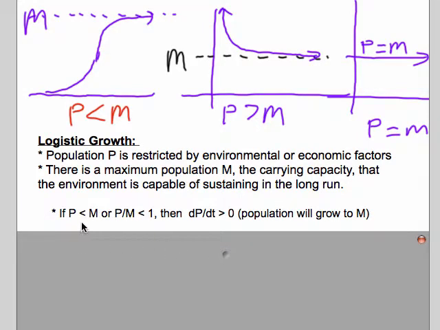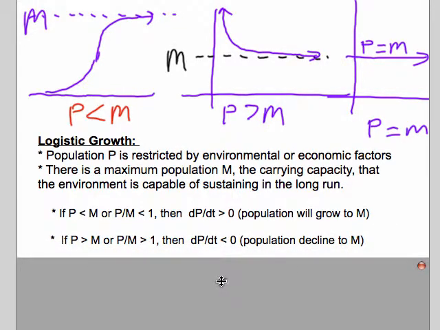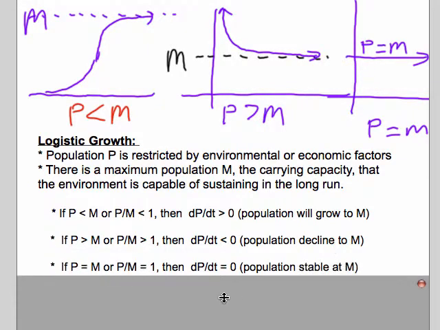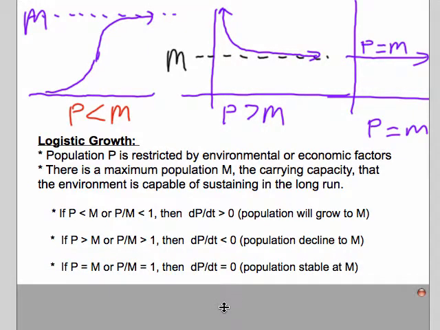If our population is less than our carrying capacity, or in other words, the ratio of P to M is less than 1, then we're going to have a growth situation, and the population is going to grow towards the carrying capacity. If our population is greater than our carrying capacity, then P divided by M will be more than 1, and we'll have a situation of negative growth, declining growth, as our population approaches and declines to our carrying capacity. And if P is equal to M, P over M would be 1, and our rate of growth would be 0. We'd have a constant rate of growth.